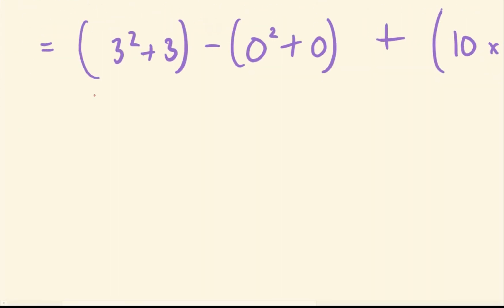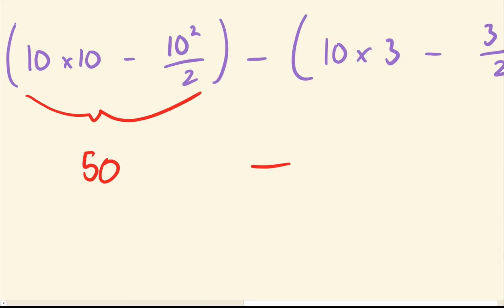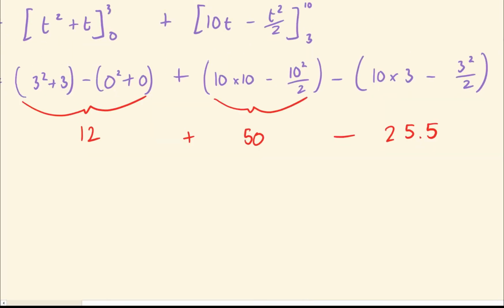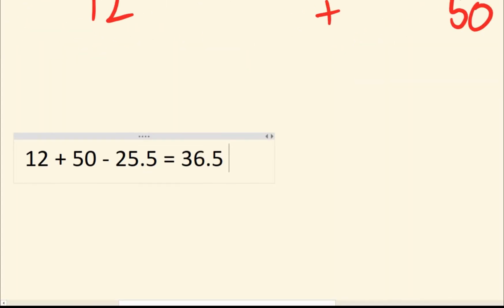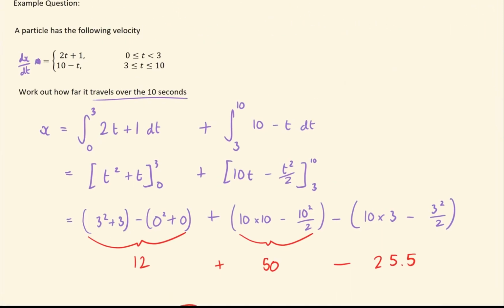So this section here will just give me 3 squared plus 3, which is 12. This term here is going to be 100 minus 50, which is 50, minus, this will be 30 take away 4.5, which is 25.5, and then we just add those all together. And that will give us the total distance travelled. So again, all the calculus you learn in pure maths, a lot of it winds up coming back out to mechanics. So that means in total we travelled 36.5 metres here.